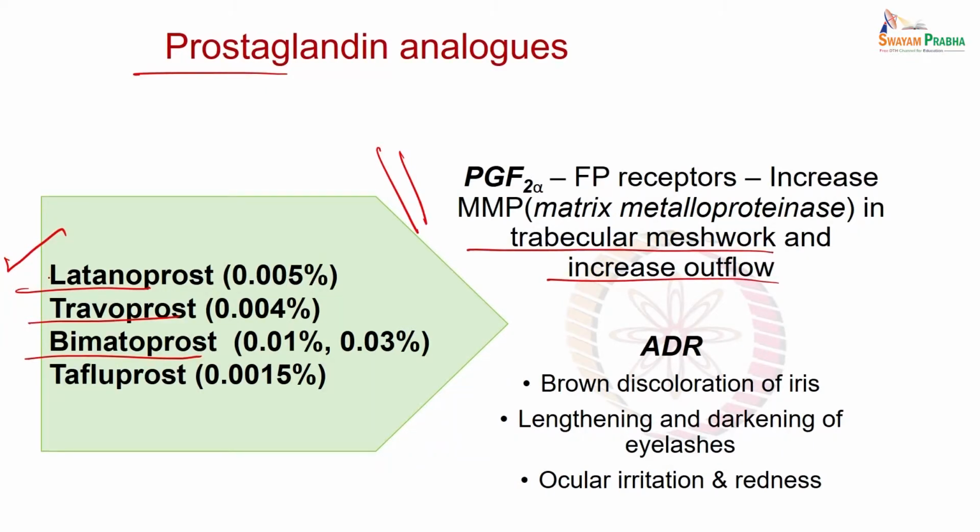The prostaglandin analogues have become the first line of treatment in many countries. Adverse drug reactions include brown discoloration of the iris, and this is sometimes a cosmetic problem, lengthening and darkening of eyelashes, which is sometimes very evident, and ocular irritation and redness.